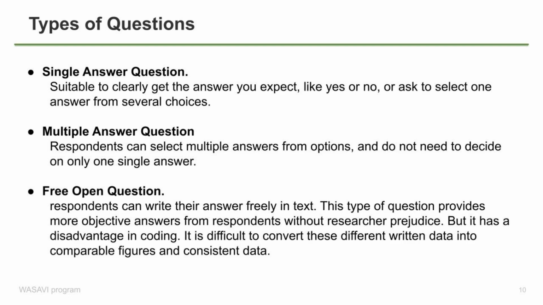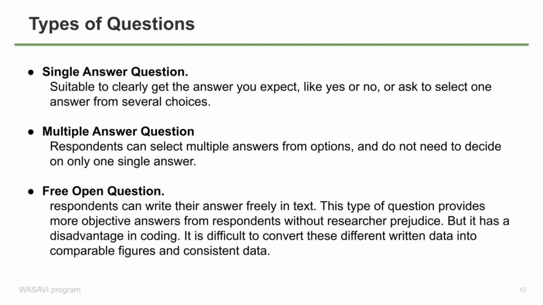The third is the free open question. In free open questions, respondents can write their answer freely in text. This type of question provides more objective answers from respondents without researcher prejudice, but it has a disadvantage in coding. It is difficult to convert these different written data into comparable figures and consistent data.